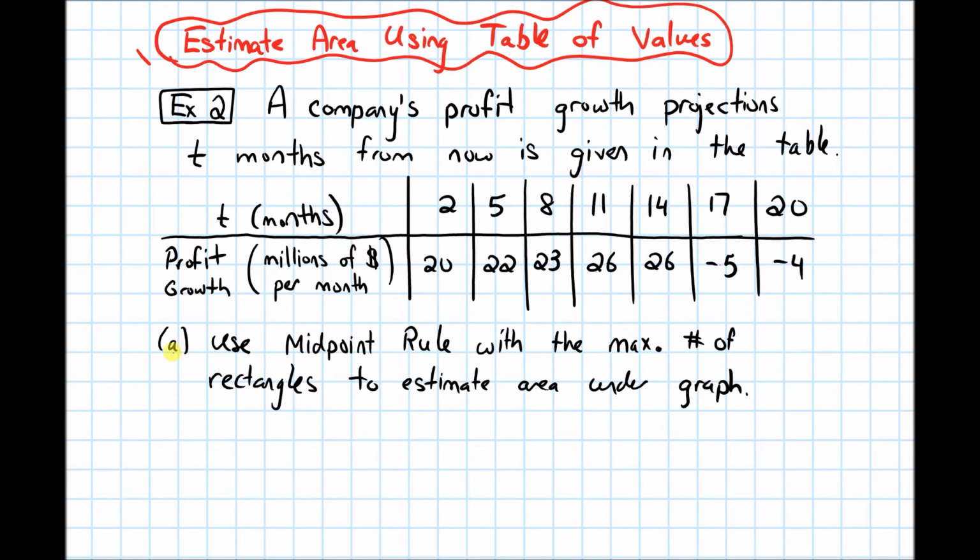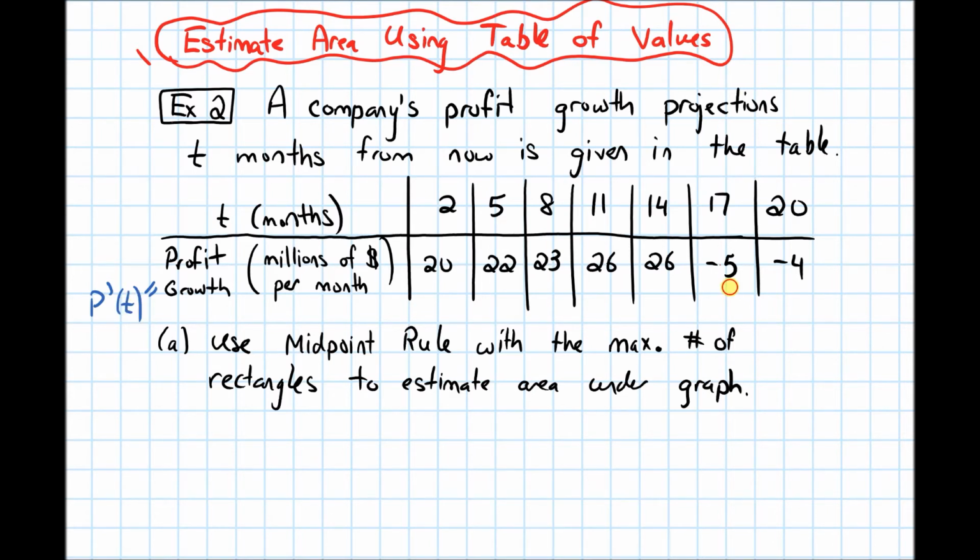And part A is going to ask us to use the midpoint rule with the maximum number of rectangles to estimate the area under the graph. So two quick comments about this. The first is, the question is talking about profit growth. And since it's talking about growth, that's talking about rate of change. And the rate of change is a derivative. So profit growth actually means it's talking about P prime, the derivative of profit.